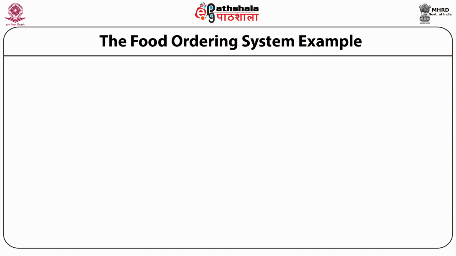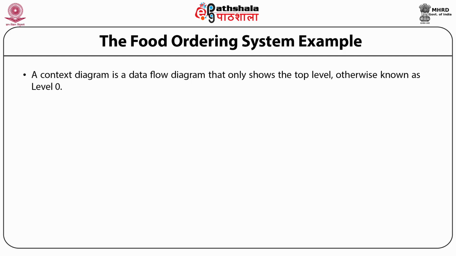Let's take up an example now. We look at the food ordering example. Now in context of this, a context diagram, which is again a data flow diagram, will show at the top level, or otherwise termed as level 0. At this level, there is only one visible process node that represents the functions of a complete system in regard to how it interacts with the external entities.